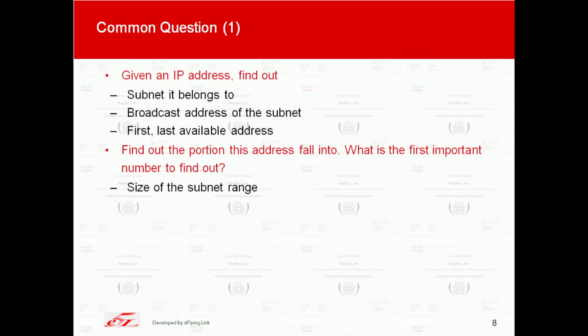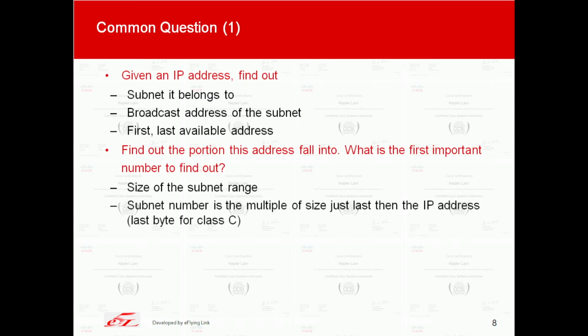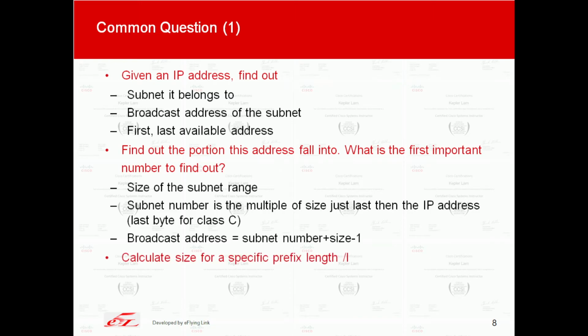So you just need to find out the multiple just less than the IP address. This is the subnet number this IP address belongs to. After that, other information is trivial to figure out. For example, the broadcast address will be the subnet number plus the size minus 1. Then how can we find out the size?